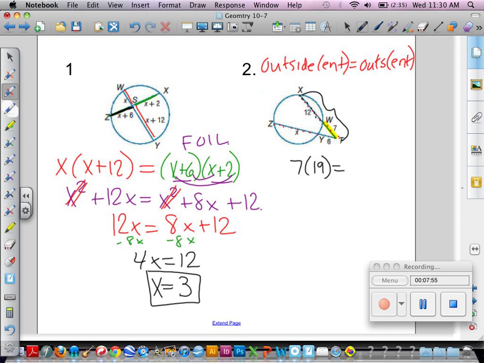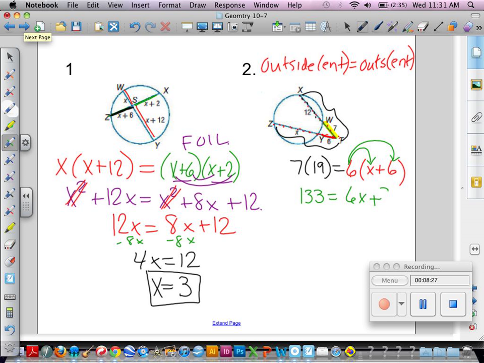So now I'm going down to my bottom segment. Here, my outside piece is 6. Again, same thing. Some students will just write this x down. You need the entire line here, so that's going to be x plus 6. All right, now 7 times 19, 133.